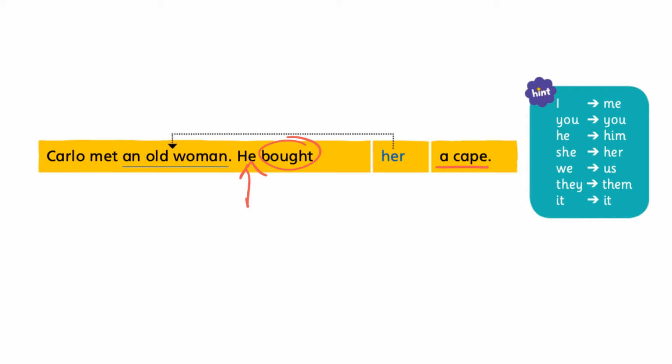Who received the cape? You're right, it's the old woman. We call this the indirect object. It is the receiver of the direct object. We can use another structure with a preposition. Subject, verb, direct object, preposition, indirect object. He bought a cape for her.